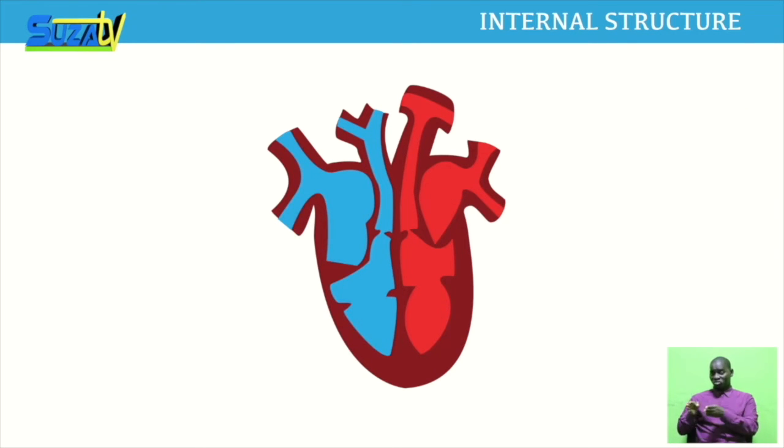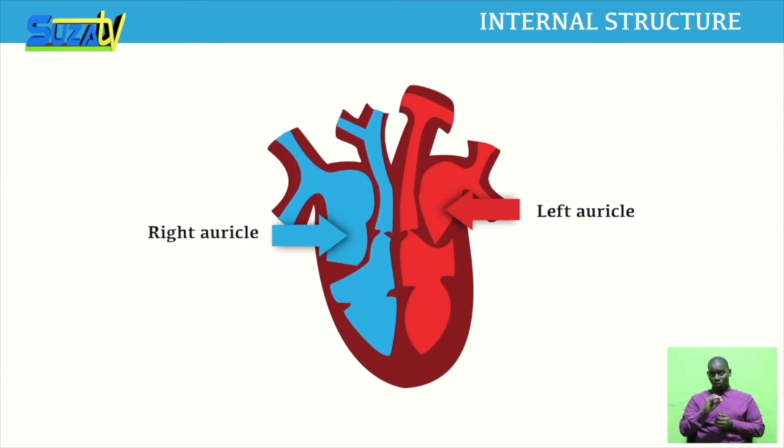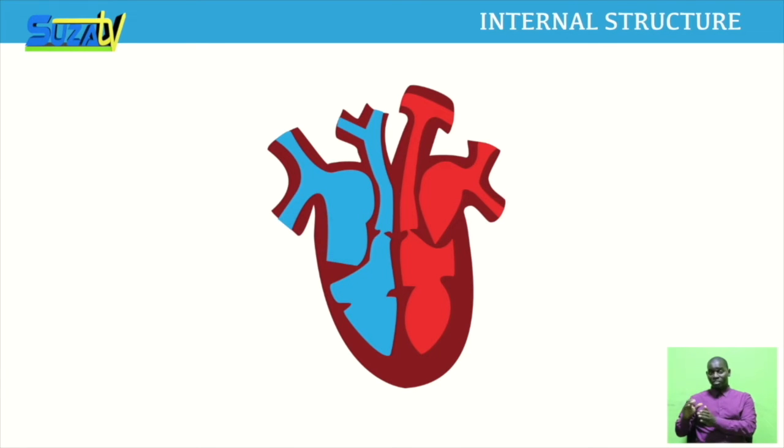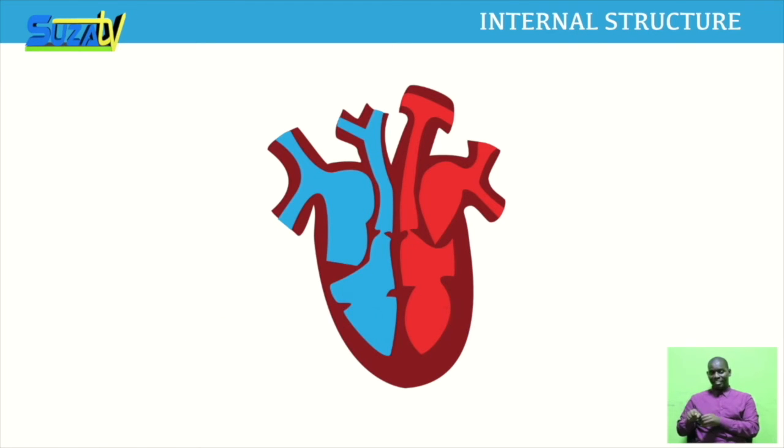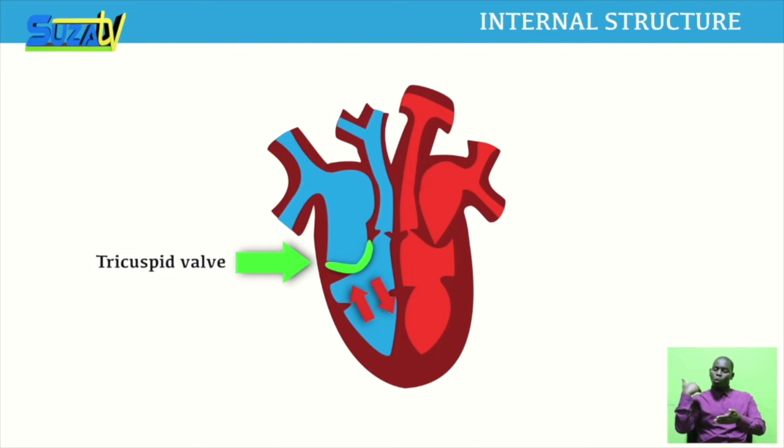The two auricles are the right auricle and the left auricle, and the two ventricles are the right ventricle and the left ventricle. The left chamber and right chamber of the heart are separated by a wall known as septum. The right auricle is separated from the right ventricle by a tricuspid valve. The role of the tricuspid valve is to prevent backward flow of blood from the right ventricle to the right auricle when the ventricle contracts to push blood to the pulmonary artery.